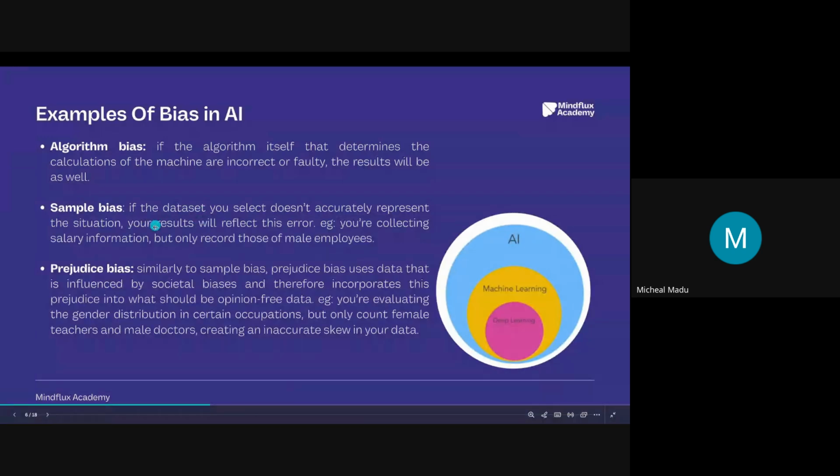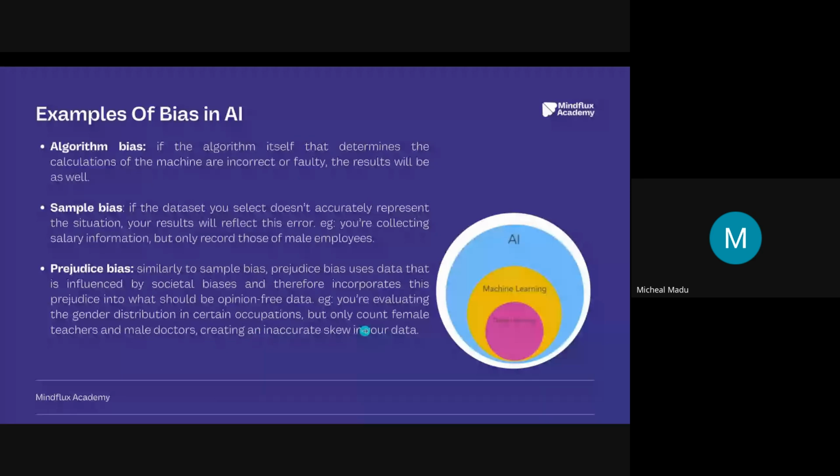Then we have prejudice bias. It's similar to sample bias, but prejudice bias uses data that is influenced by societal biases, incorporating this prejudice into what should be opinion-free data. For instance, you are evaluating the gender distribution in certain occupations, but you only count female teachers and male doctors, creating an inaccurate skew in your data.